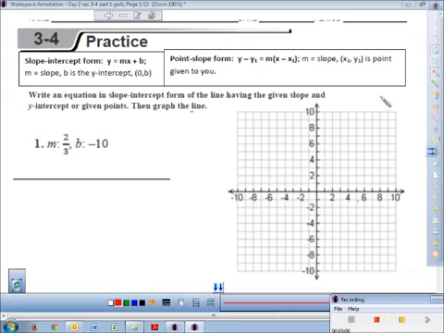This is 3-4 Part 1 in Advanced Geometry, and today we'll be writing equations of lines. We've got some familiar stuff to you and stuff that you probably haven't seen before.